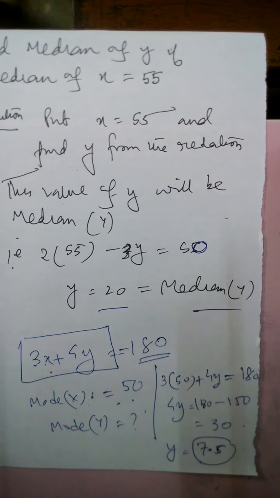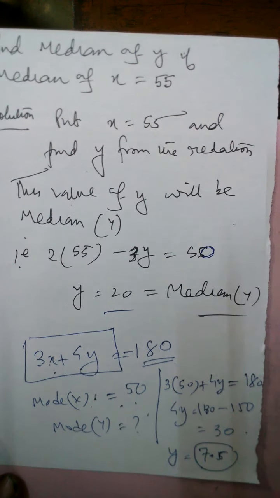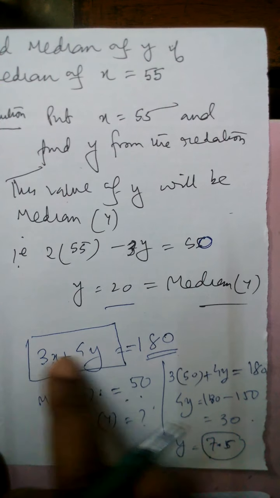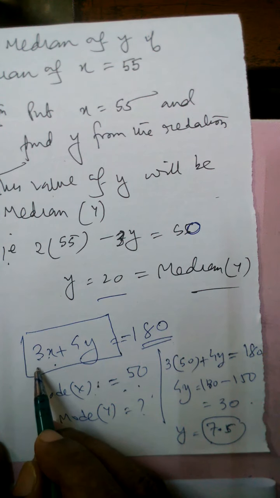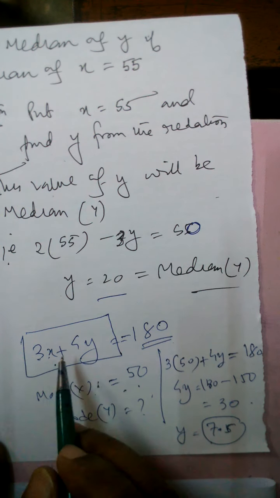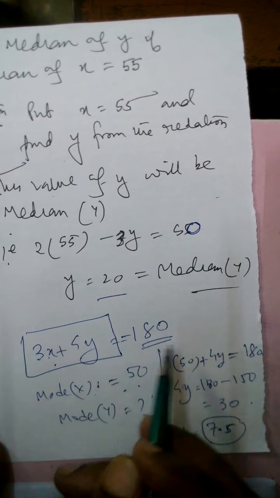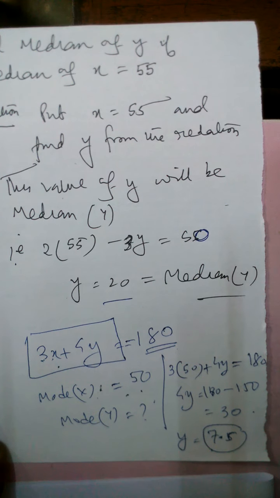You will be asking, sir, what is scale, what is origin? In this case, you are saying scale and origin, but what about the scale and origin in this relation? What is scale and what is origin? Actually the relation is 3x plus 4y is equal to 180. If you know a little bit of mathematics, this is called a straight line. If you don't know, don't worry, it's not a very big deal.